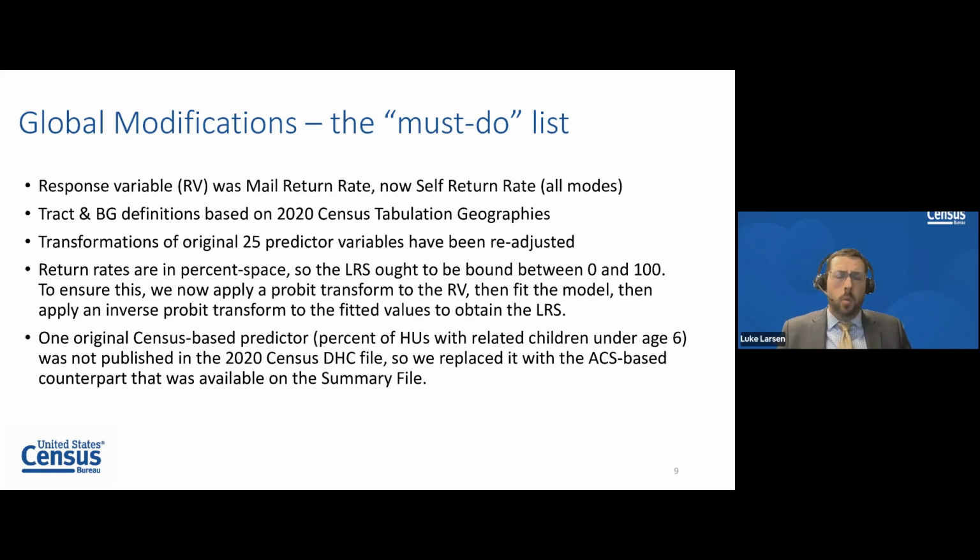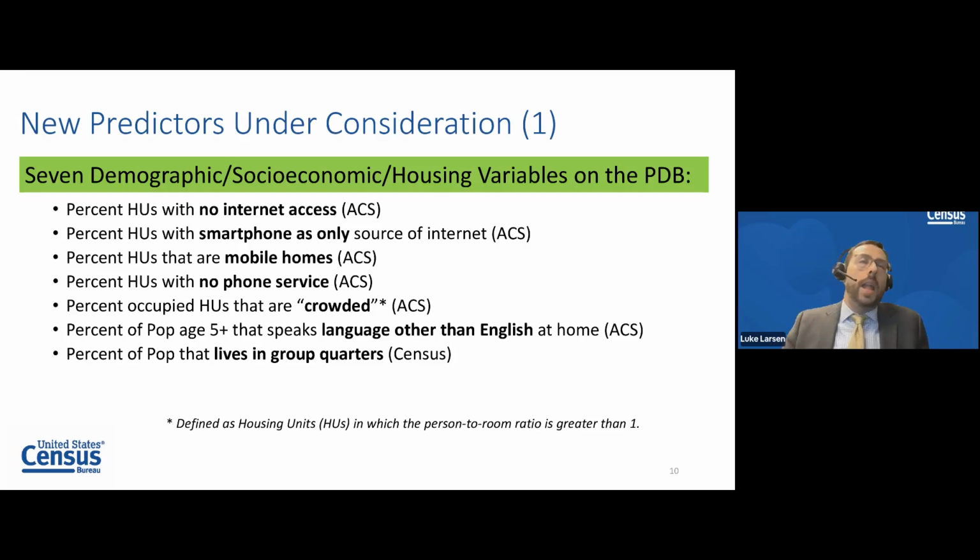And then the final thing that we are doing in terms of global modifications is one of our decennial-based predictors, which was the percentage of housing units with related children under age 6. It wasn't published on the detailed housing and characteristics file that we got all the other census variables for. So instead, we replaced that with the ACS-based version of that. So we just did a quick swap. It's the same content, but it's coming from a different data source. Now, those were the global modifications that we're changing for all the models under consideration.